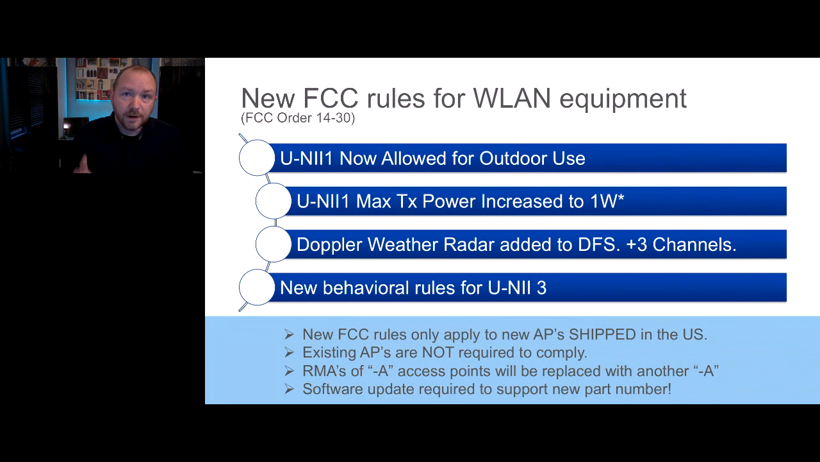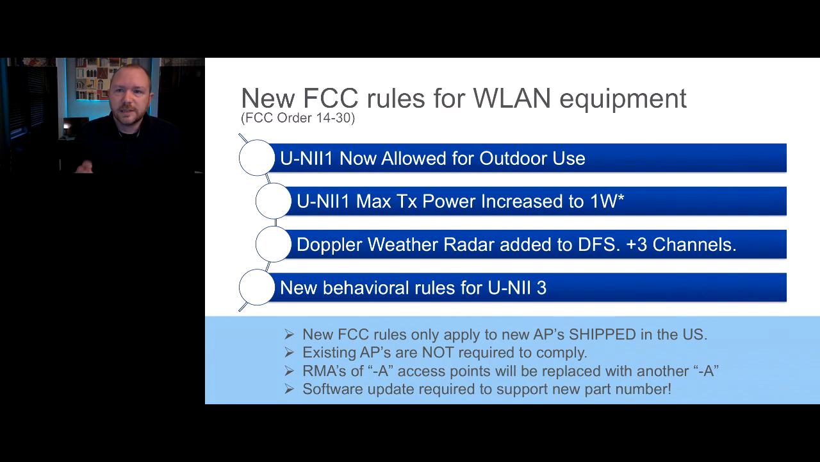The very first thing that I want to talk about is Uni 1. So Uni 1 is the first 4 channels in 5 gigahertz, and it's now allowed for outdoor use, where previously it was not. And on that same Uni 1 4 channels, we can now transmit up to 1 watt of transmit power, which is really great in an outdoor space, probably not so much in an indoor space.